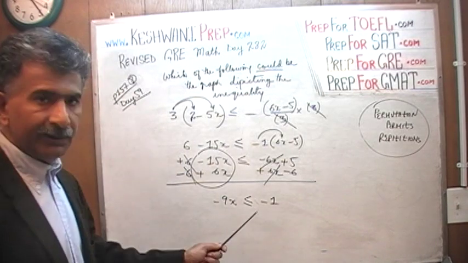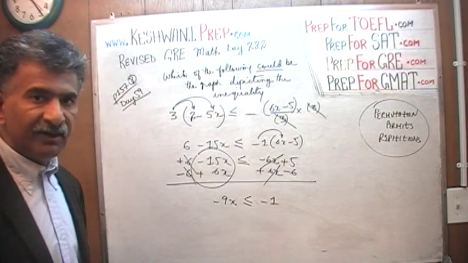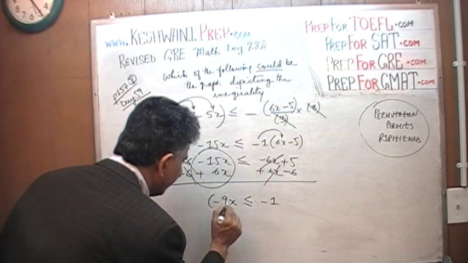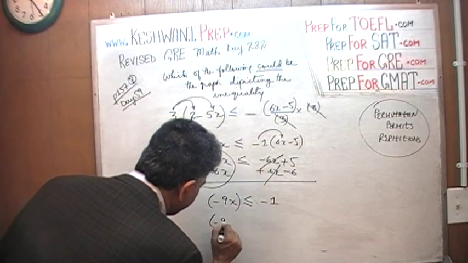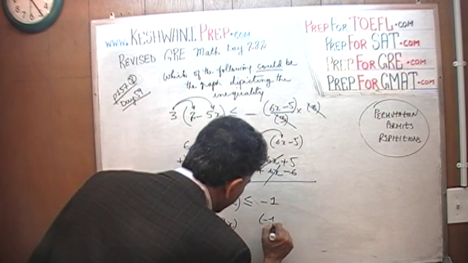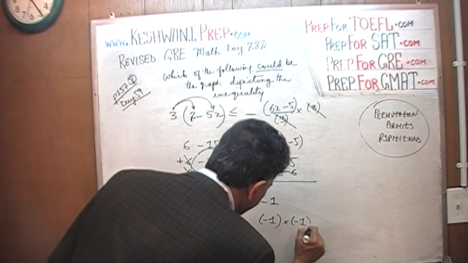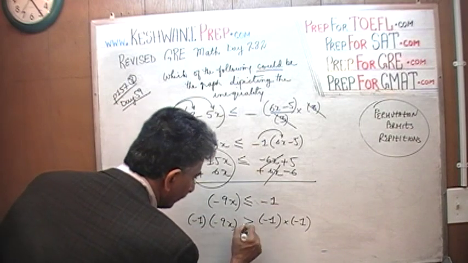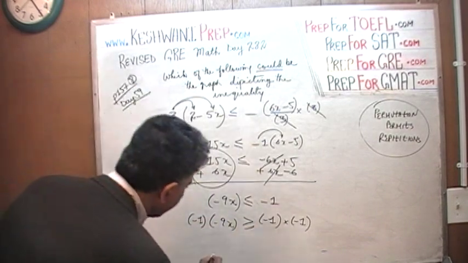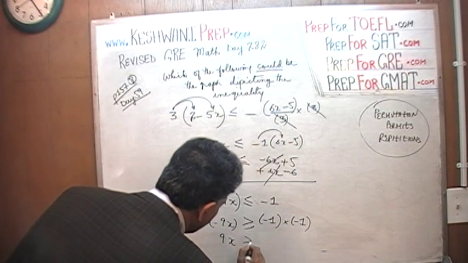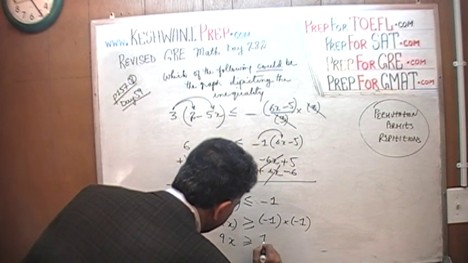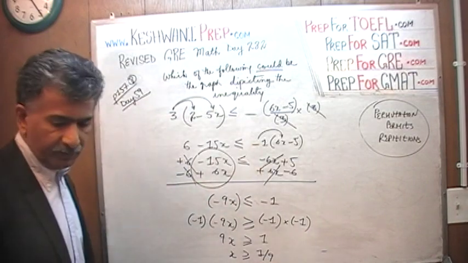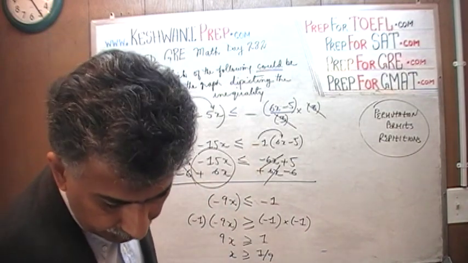And of course we can't leave it like this. We have to multiply both sides by negative 1 to get rid of this negative sign here. Here's our negative 9x, here's our negative 1. Multiply this side by negative 1. Multiply this side by negative 1. And as soon as we do that, we have to switch the direction. And it becomes positive 9x is more than or equal to 1, which means x is greater than or equal to 1 over 9.